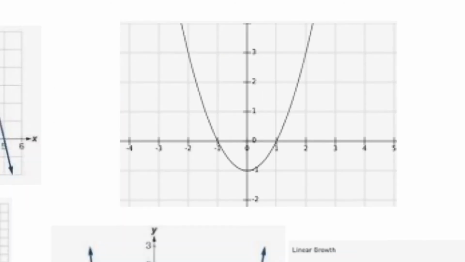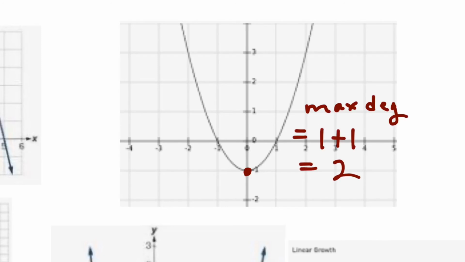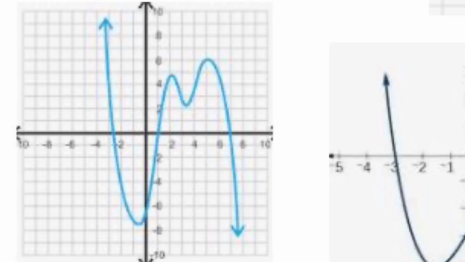All right, and if I look at this one, I've got 1 turning point, so that means my max degree is equal to 1 plus 1, which is equal to 2. So we know that makes sense because this is a quadratic and they do have a degree of 2. And let me just remind you, there's a lot more we can tell from these graphs about what the function looks like, but right now I'm just dwelling on turning points.